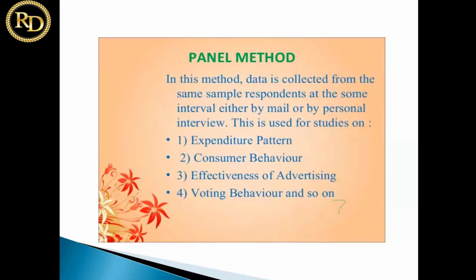Panel method may be used for the data collection. In this method, data is collected from the same sample respondent at some interval, either by email or by personal interview. This is used for studies. We know that there are three types of data. One is cross-sectional data, time series data, and the mixture of the two is known as panel data. That is why in the panel method, we have collected the information at equal interval. So time series data is nothing but the data collected in chronological form at equal time interval. So we have data on different time points. Data on a single variable at different time points is known as time series data.